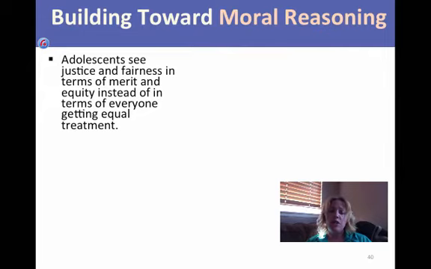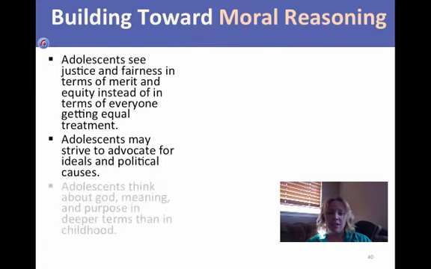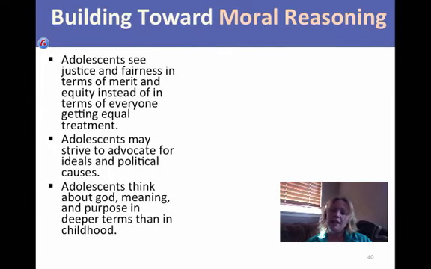He really started looking at this in terms of adolescent development. He looked at things like, adolescents see justice and fairness in terms of merit and equality instead of in terms of everyone getting equal treatment. Adolescents may strive to advocate for ideals and political causes. Adolescents think about God, meaning, and purposes in deeper terms than in childhood.